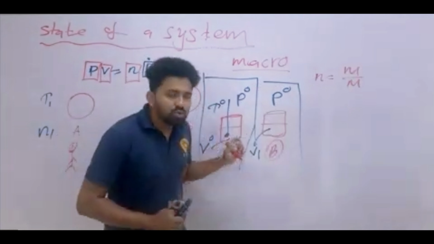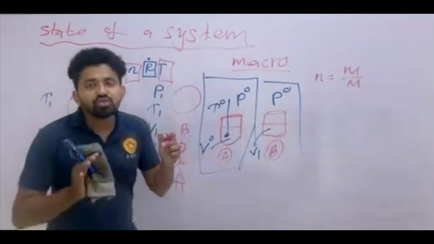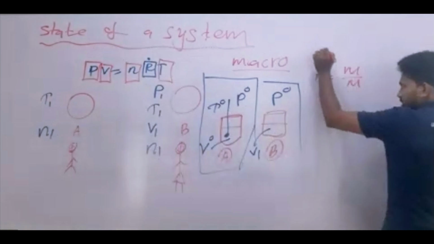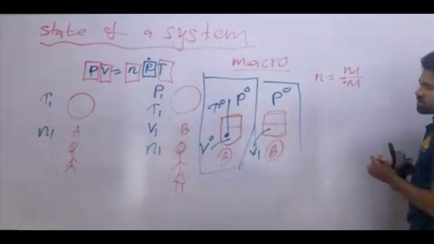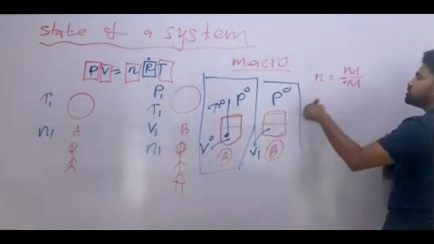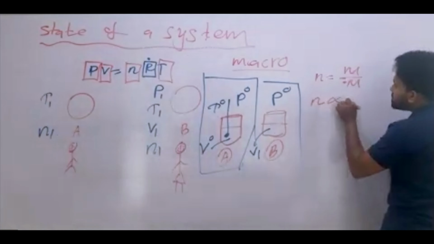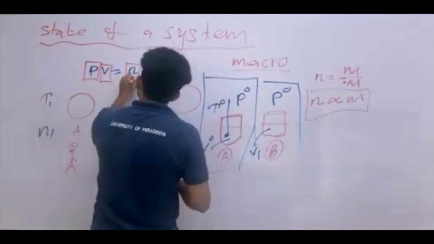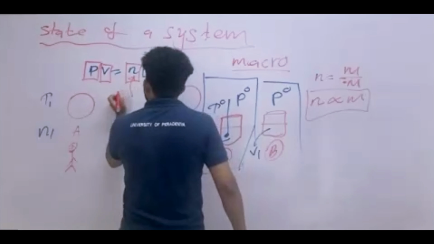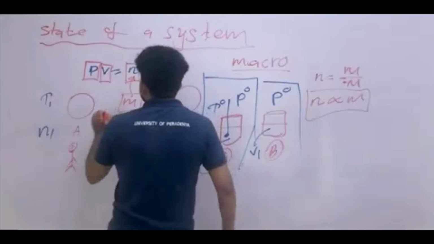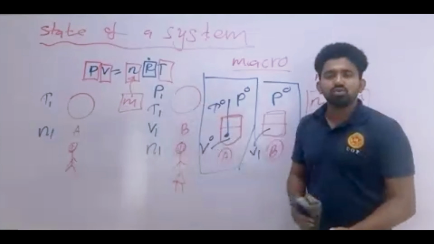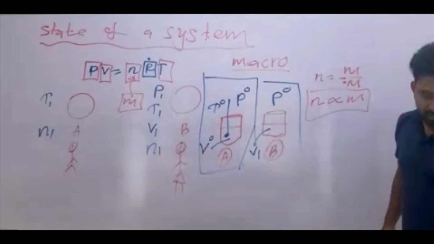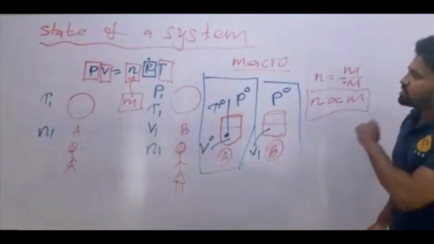If in these two we use the same gas or the same liquid, the molecular mass is constant. Therefore, when the molecular mass is constant, number of moles is proportional to the mass. Therefore, we can use here either number of moles or the mass. So that is it about that part. State of the system.